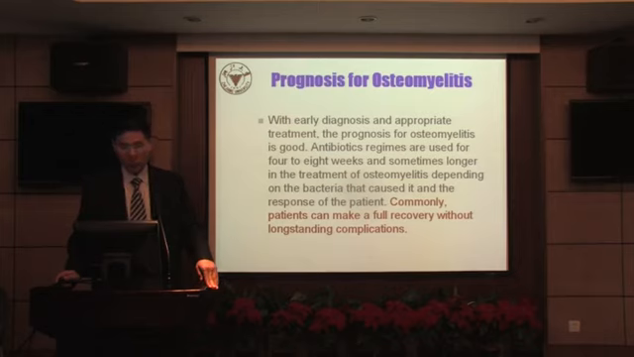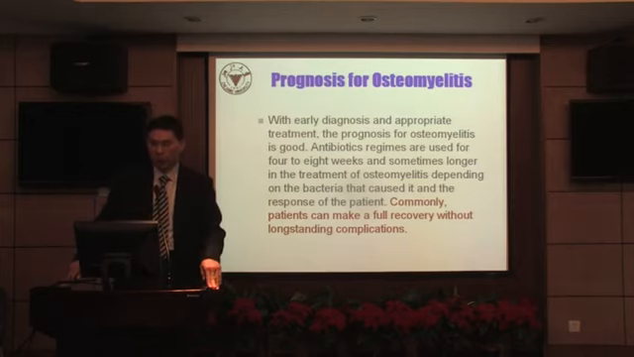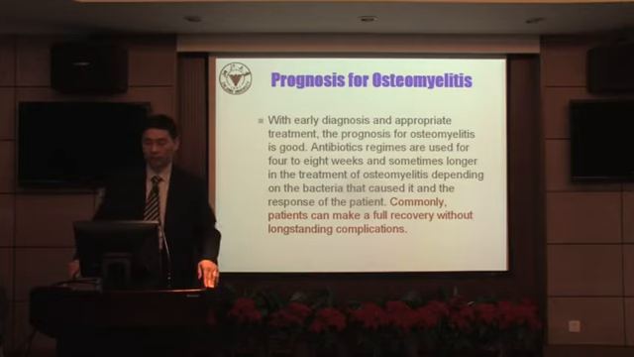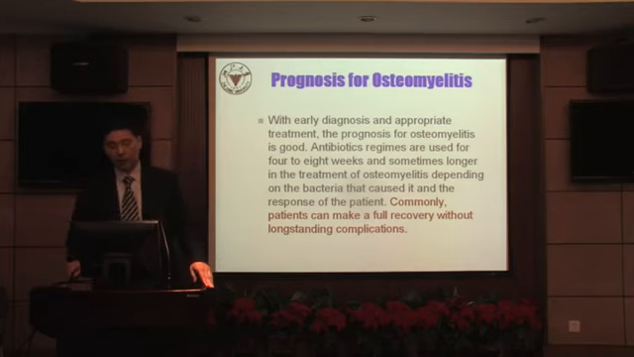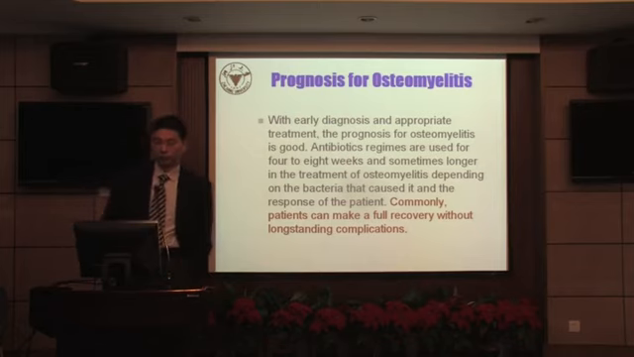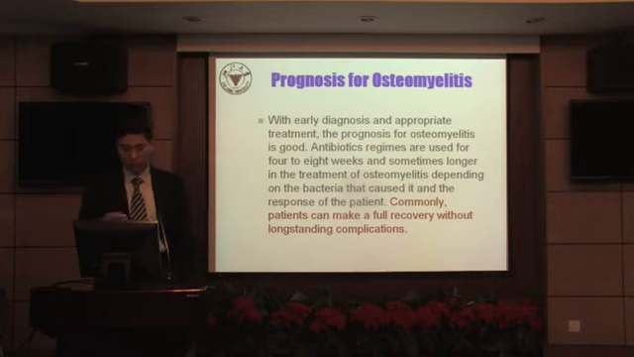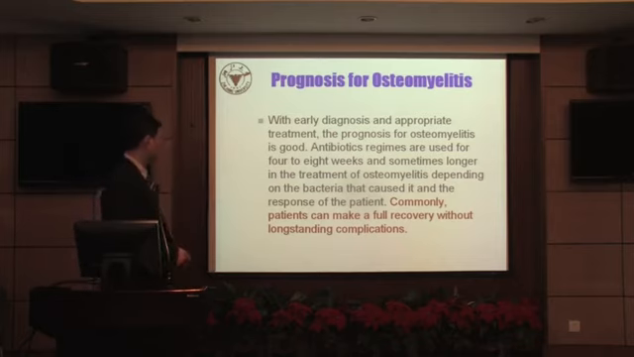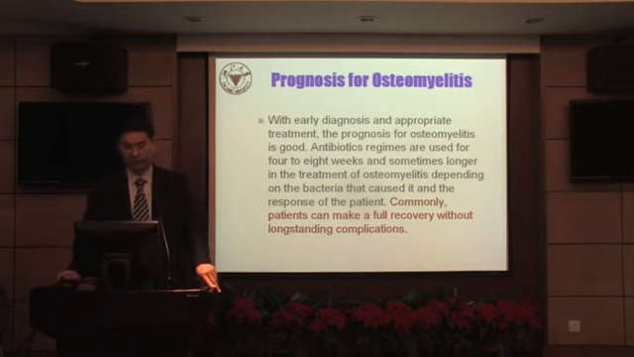Now the prognosis for osteomyelitis. With early diagnosis and appropriate treatment, the prognosis for osteomyelitis is good. Antibiotic regimens are used for 4 to 8 weeks and sometimes longer in the treatment of osteomyelitis, depending on the bacteria that caused it and the response of the patient. Commonly, patients can make a full recovery without long-standing complications.